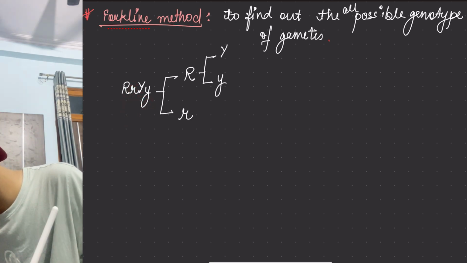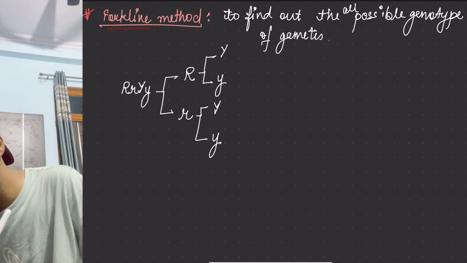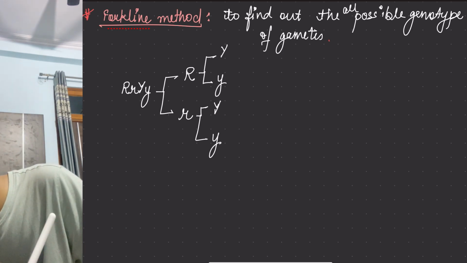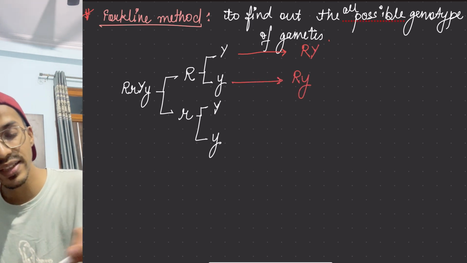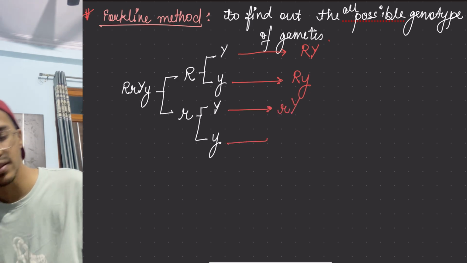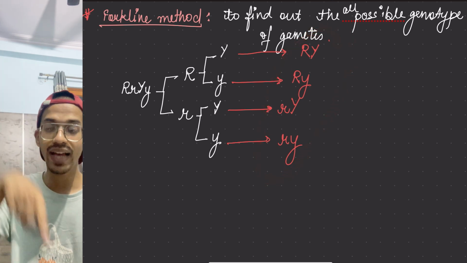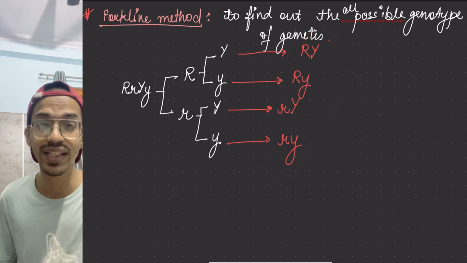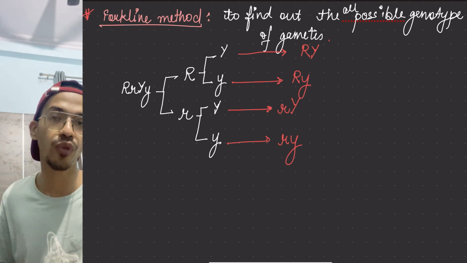So what will it be? It will be capital and the smaller one. After that nothing is left, so we will write it up together. Number one would be capital, capital first, then the capital small. So these are the four options that are formed. Go back and see whether what I wrote is the same. So whenever I have to find the gametes, I will do this Forklin method.